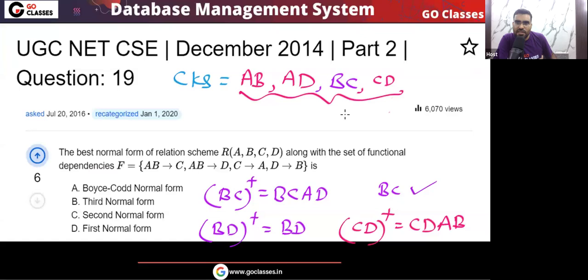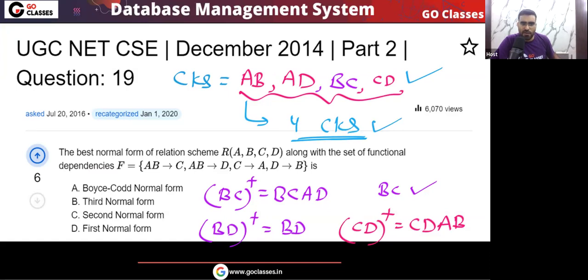So remember, these are the candidate keys. If the question asks you how many candidate keys are there, the answer will be 4. Is this clear? Let me know. Is there any three attribute combination candidate key? Can you create one? No, we cannot create a three attribute combination candidate key. So only these are the candidate keys. There will be a total of 4 candidate keys in this question.